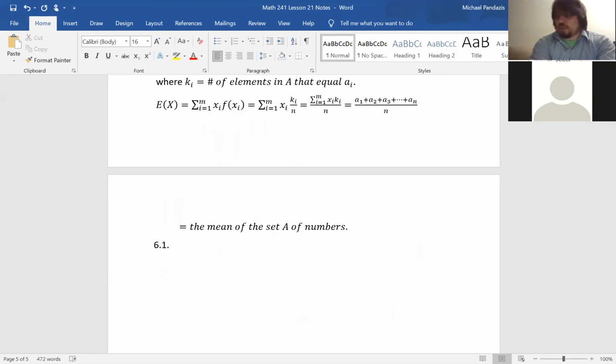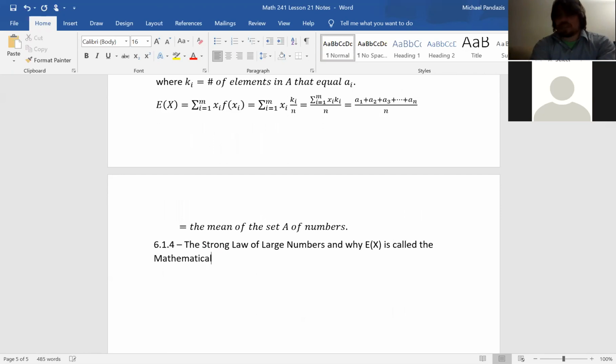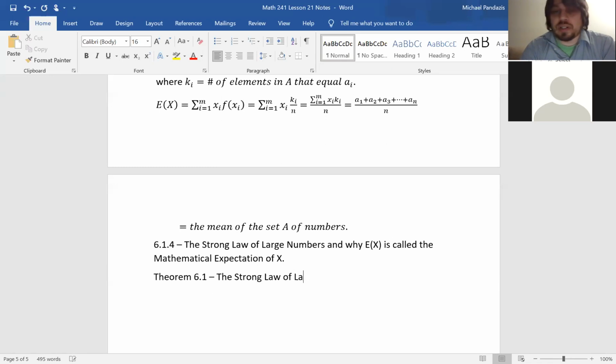Okay, so the next section is 6.1.4, which is on the strong law of large numbers and why E of X is called the mathematical expectation of capital X. Okay, so let's do theorem 6.1. This theorem is on the strong law of large numbers.